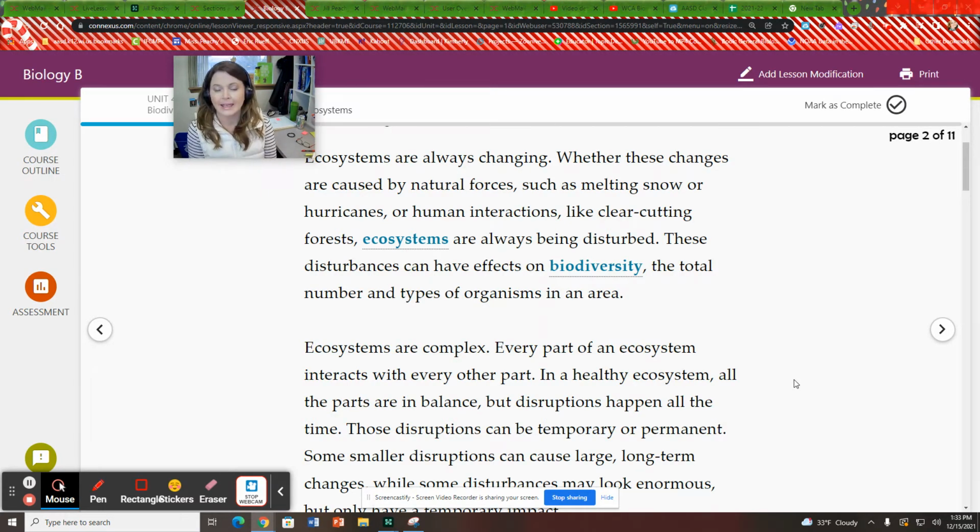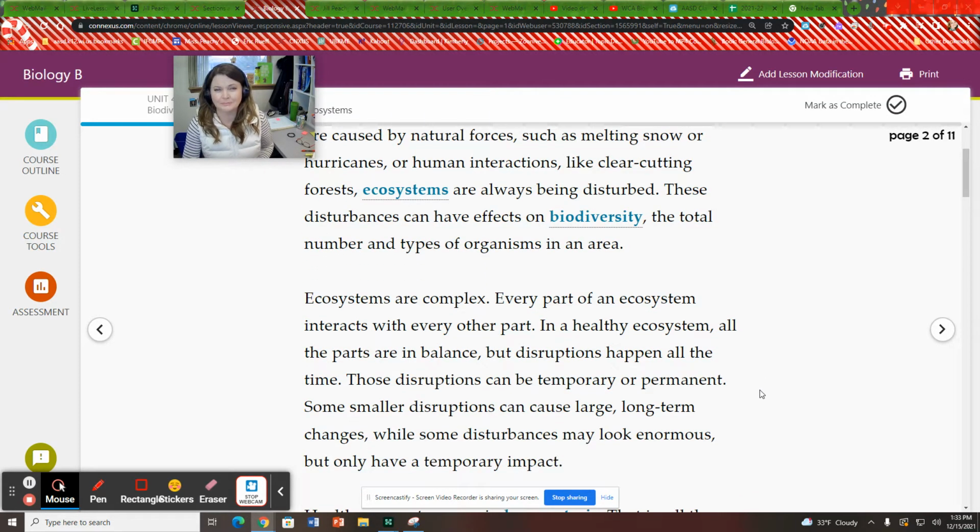And then we have our human interactions, including clear cutting of forests, pollution, all those types of things, other types of habitat destruction. Ecosystems are complex, so they're very much interrelated. One part of an ecosystem affects another part of an ecosystem. An effect on one species might actually impact another species as well, right? So different communities can be affected by other communities.